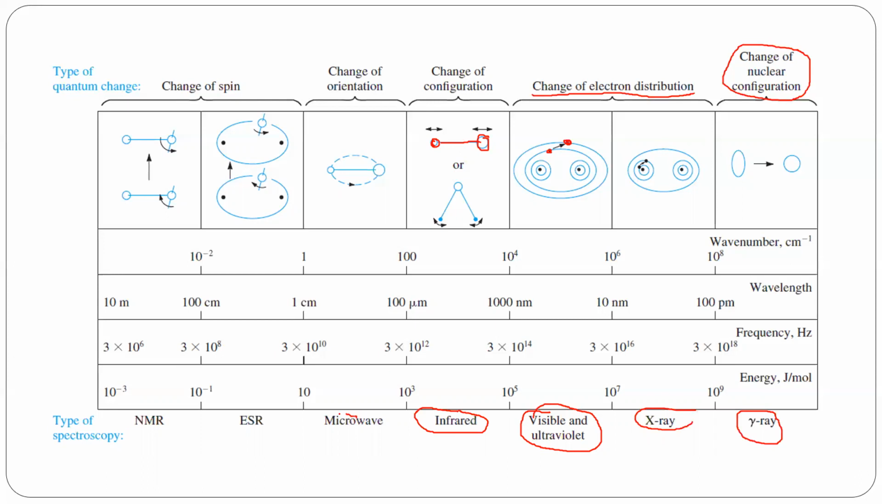If you have a microwave, it could be as simple as change in orientation. And if you have NMR, for example, change in spin. So ibig sabihin ng change in spin, okay, remember that in your electrons, it could have two spins, no? Plus 1/2 or minus 1/2. Or in your nuclear spin, pwede rin maapektuhan siya.